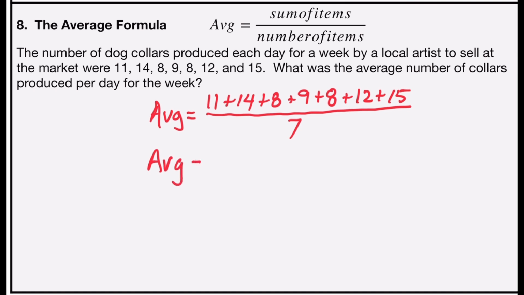The average would be equal to, if I punch in a calculator, 11 plus 14 plus 8 plus 9 plus 8 plus 12 plus 15, that turns out to be 77, and 77 will then be divided by 7. So I would find my average to be 77 divided by 7 is 11. So on average, the number of dog collars produced were 11 collars per day.